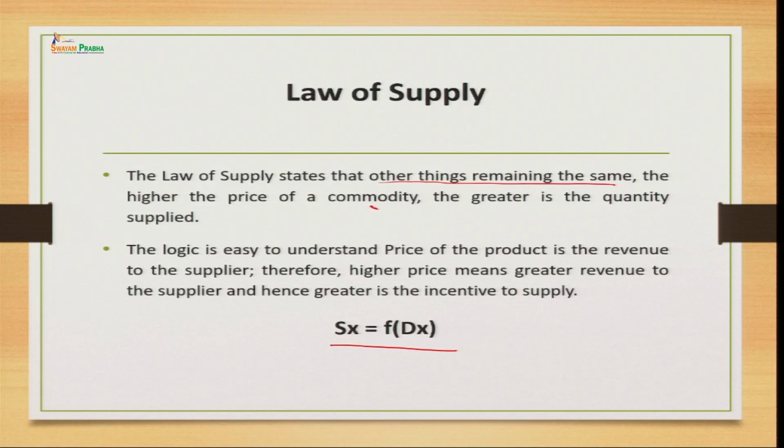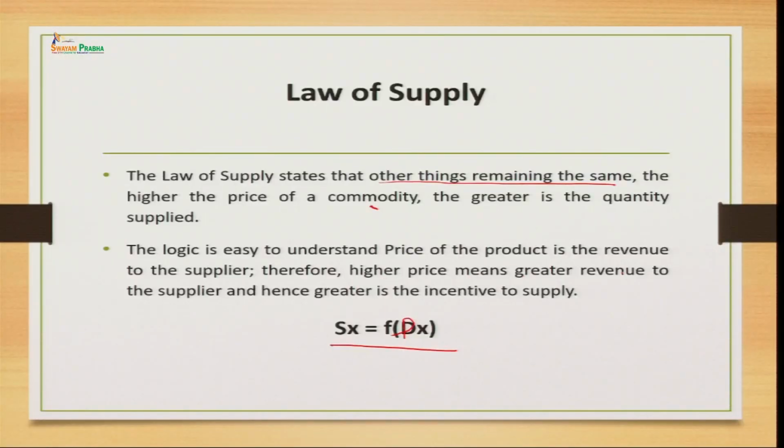The supply is basically a function of the price of the commodity X, right? The price of the commodity X is the only factor which is affecting the supply of the commodity X, and the logic is easy to understand because the price of the commodity is the revenue to the supplier. Why does the supplier want to supply more at the higher price? Because price is going to give the revenue to the firm. Therefore, higher price means greater revenue to the supplier, hence greater is the incentive to the suppliers. For that reason, they want to supply more and more at the higher prices.